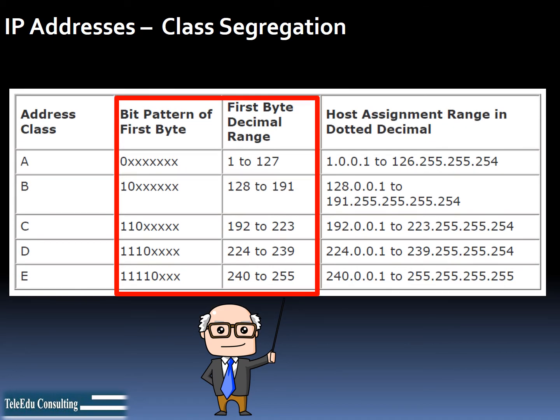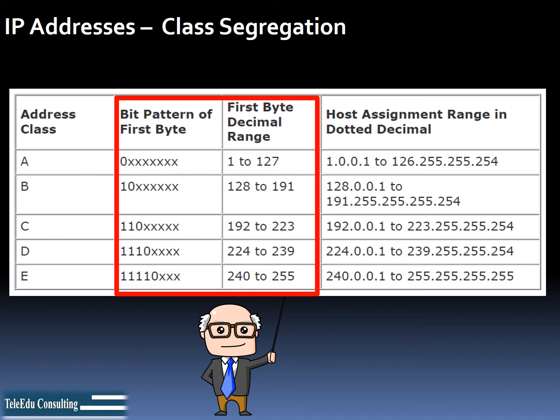Every class of IP address has a fixed range which gets identified by the first byte of the IP address. The slide here shows the ranges for all the 5 classes. Like the class B IP addresses range from 128 to 191 in the decimal format as shown in the slide. For a better understanding, you may please also notice the bit pattern for the first byte of all the classes. For example, class C IP addresses will always have 110 as the starting 3 bits for the first byte.